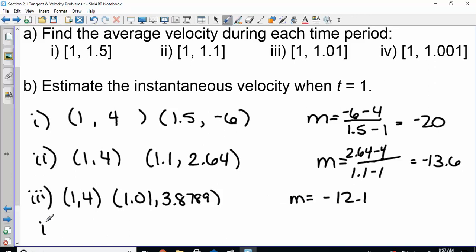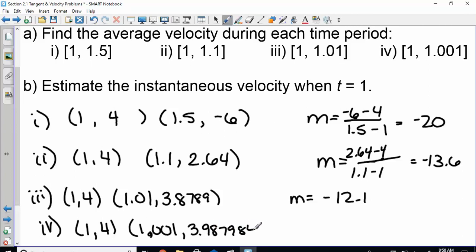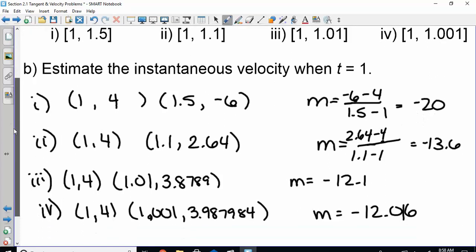Okay. And the fourth one. So we have the 1.001. What'd you get for your y? 3.9879. Good. And what'd you get for your slope? -12.016. Okay. So these are average values.